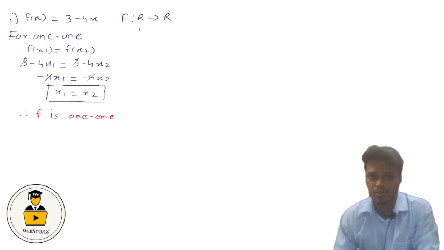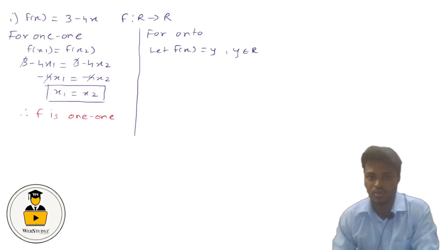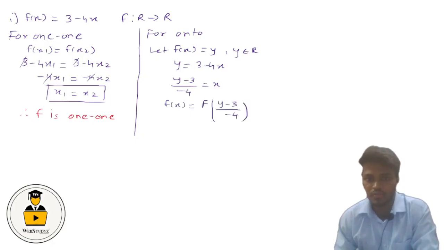Now we will check for onto function. For onto function, we first assume that f of x equals y such that y belongs to real numbers. So y will be equal to 3 minus 4x. From here, the value of x will be y minus 3 divided by minus 4. So this is our value of x. Now in the place of x in f of x, we will substitute this value, y minus 3 divided by minus 4.